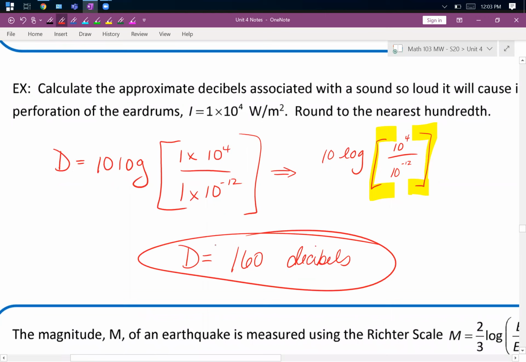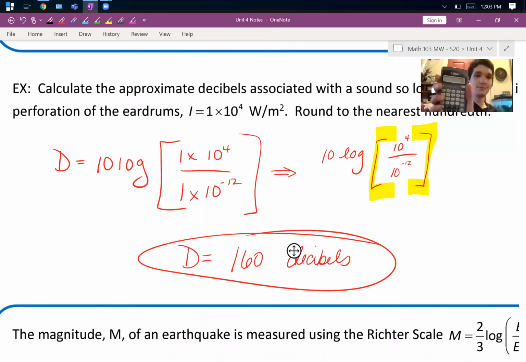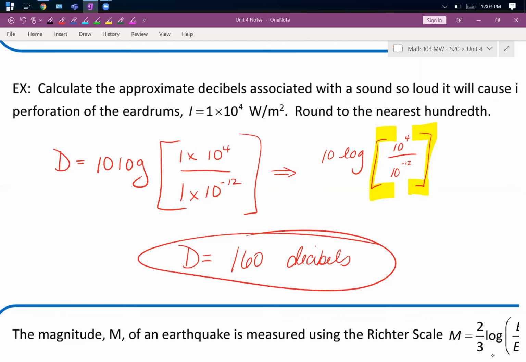Okay, I'm not quite sure what order you went in for the calculator. Let me look at you in your calculator. Hold on, I gotta make you bigger. Okay, so Anthony, what you're gonna have to do in your calculator is do 10 to the 4th first, divide it by 10 to the negative 12th, then hit the log button, and then hit times 10. Okay, so I have the log button, not 10 to the x. Correct. So 160. Okay. You got it. Anybody else?